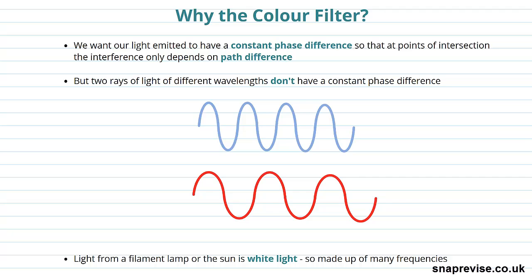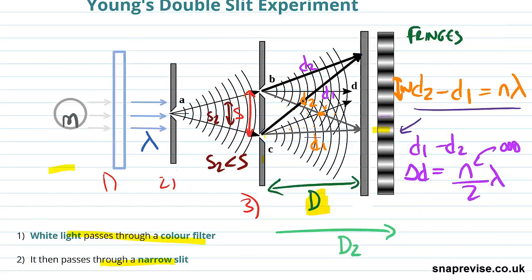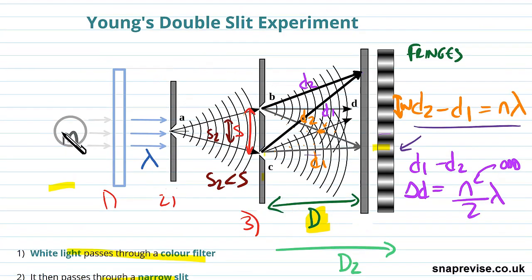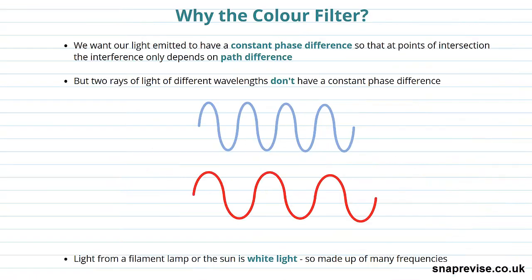So now let's ask why we use a colour filter. Remember in our double slit experiment, the very first thing we did was pass our white light from a lamp through this colour filter. So why do we do that? Well, the reason is we want our light emitted to have a constant phase difference. Remember, we were saying that was the important thing all the time. We wanted it so that at our points of intersection, the interference only depends on path difference.